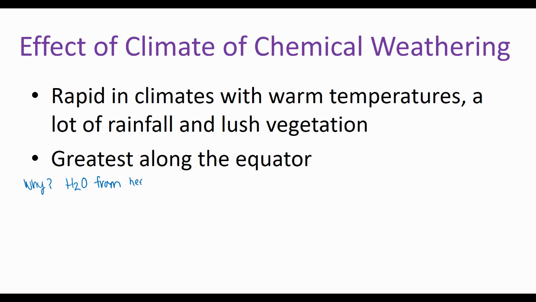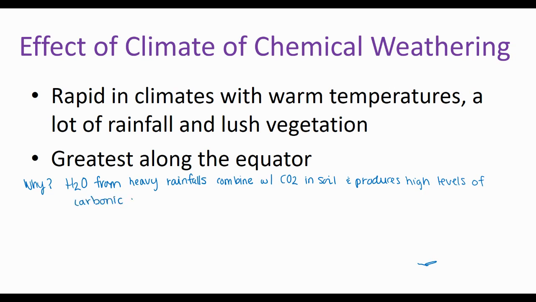Water from heavy rainfalls combines with the carbon dioxide in soil and produces high levels of carbonic acids. So this type of weathering is going to be greatest along the equator. So places that are hot and also get a lot of rainfall and have very lush vegetation.